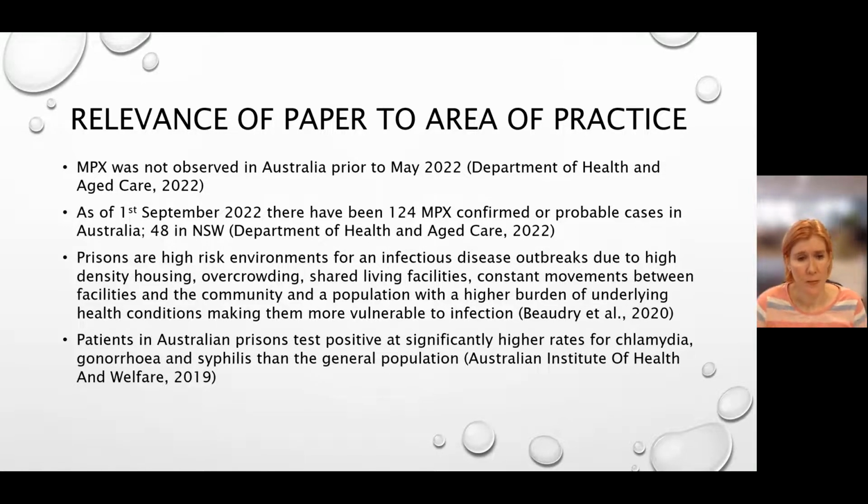Monkeypox has been suggested to be sexually transmitted, and this is important for my area of practice, as patients in Australian prisons test positive at significantly higher rates for STIs such as chlamydia, gonorrhea, and syphilis than the general population. In 2016, prisoners were 10 times more likely to be positive for chlamydia, 15 times more likely to be positive for gonorrhea, and 270 times more likely to test positive for past or current syphilis infection.